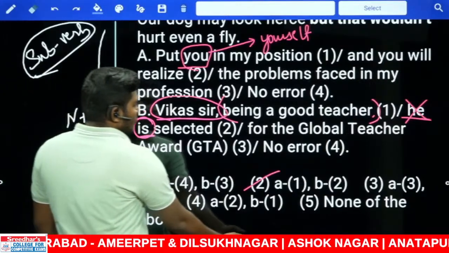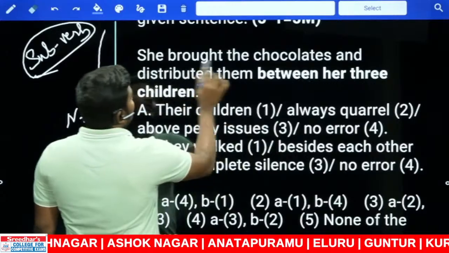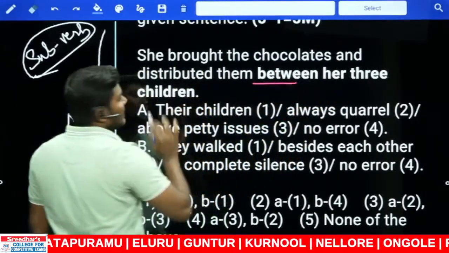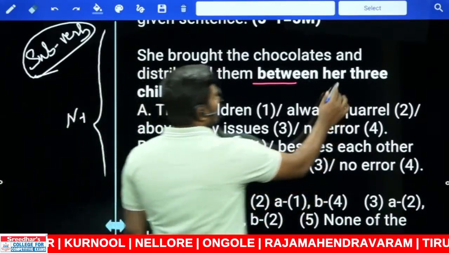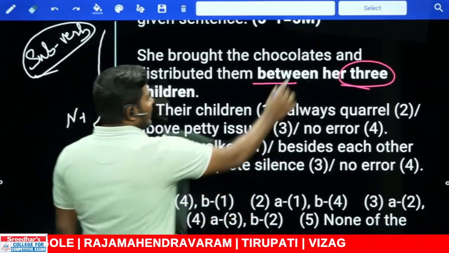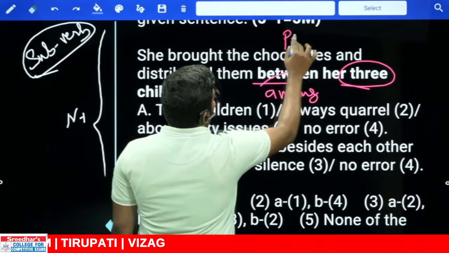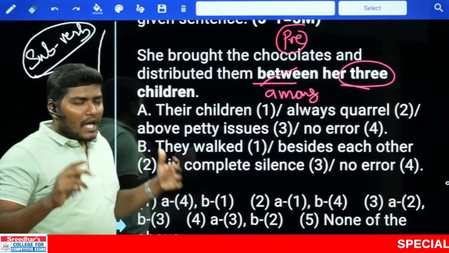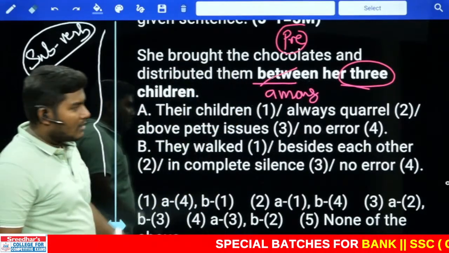Okay. Next, 153. Look at the statement: "She brought the chocolates and distributed them between her three children." How many children? Not two children. How many children are there? Three children. When we are referring to three children, we don't use the word "between." What is the correct word we need? "Among." Now they are trying to tell us to find the errors related to prepositions. We already know "between" is used to refer to only two, and "among" is used for more than two. Since there are three children, it should be "among." That is a preposition error, so that is the indicator.